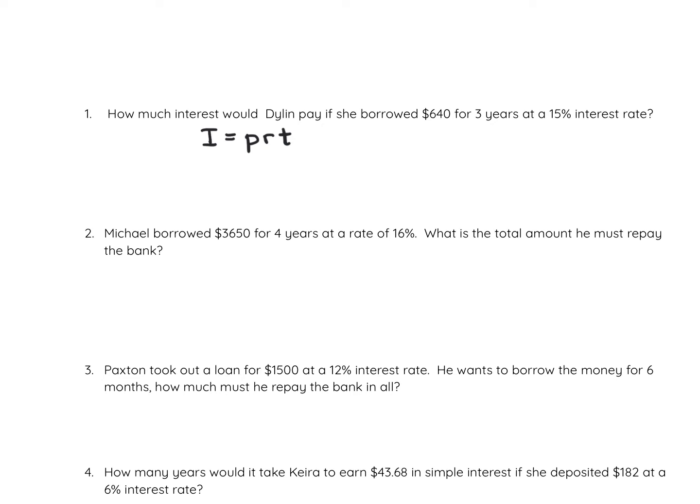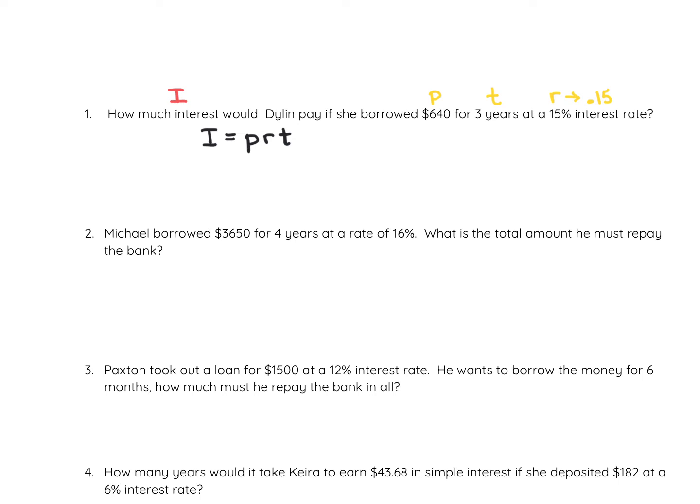So we need to figure out what I, P, R, and T are. She borrowed $640, so that's going to be the P. 3 years is going to be the time, and a 15% interest rate is going to be the R, and we're going to write that as a decimal, 0.15. What I'm looking for is my simple interest, because it says how much interest would she pay.